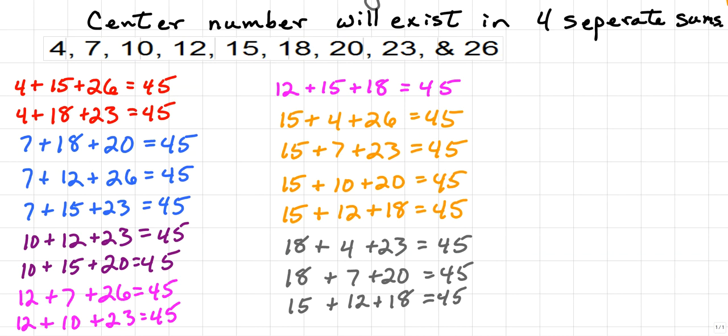Now it should make sense to you that there shouldn't be any more unique triples, because now we're looking at numbers that are greater than 15. We know that 15 is going to be in the center, so at most we'll have 3 unique triples or 2 unique triples, but more than likely they've already occurred.